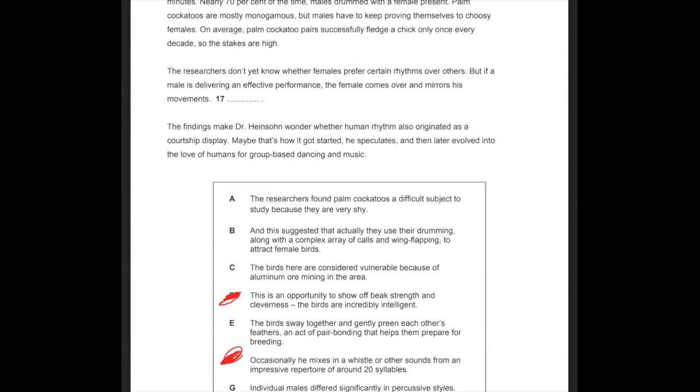And we've only used those two so far. Now, remember, we spoke about researchers. It says the researchers found palm cockatoos a difficult subject to study. Even though we did talk about researchers in the sentence we were looking at before, there was nothing about them being difficult to study or them being shy. In fact, they actually managed to collect video and audio recordings of 18 different male palm cockatoos. So this is probably not the best fit for this question, right? Probably eliminate A for the time being, even though some parts of it seem like they were relevant.